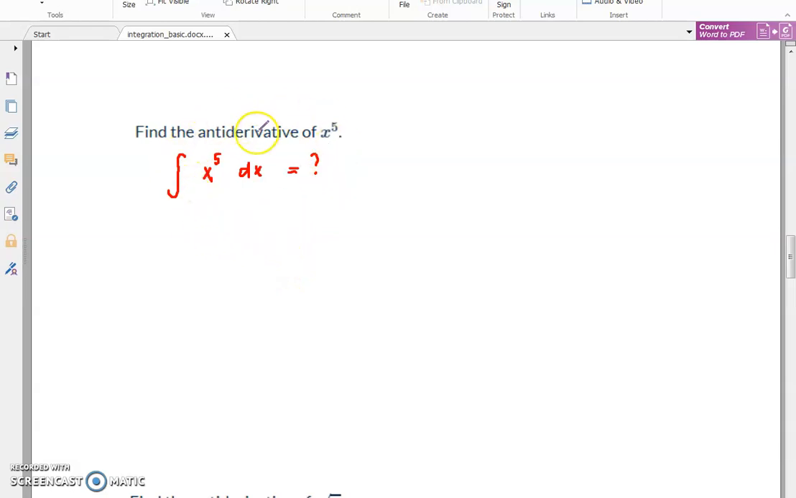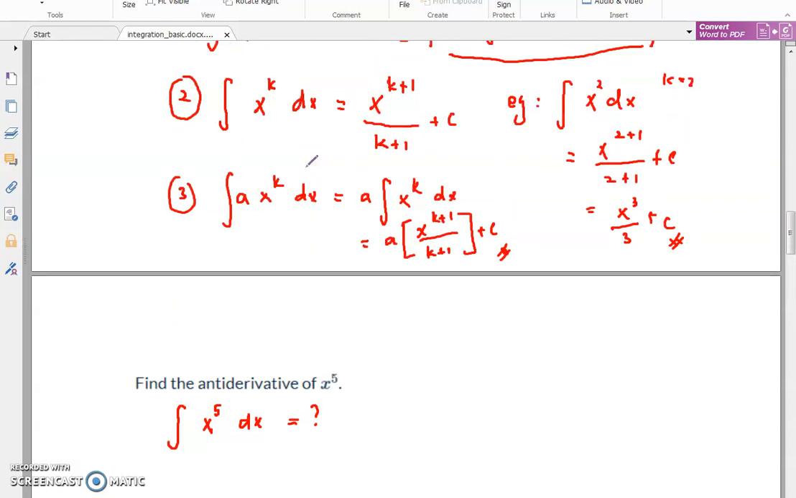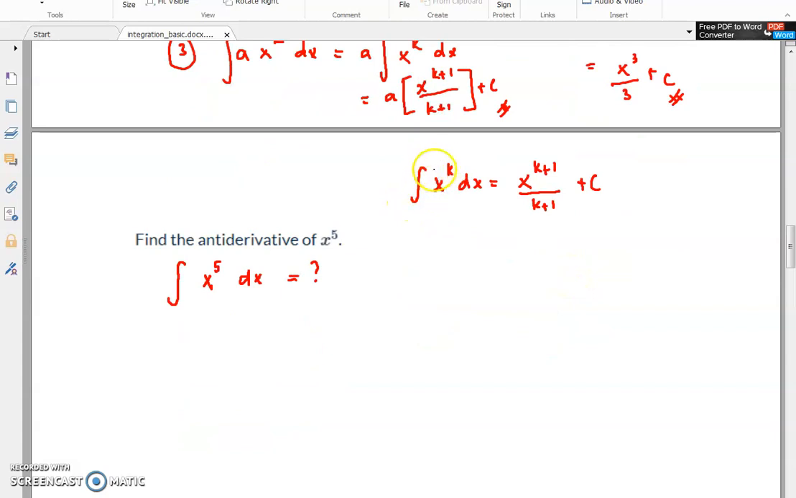In order to solve this kind of question, we are going to refer to formula number 2, which is the integral of x to the power of k dx equals x to the power of k plus 1 over k plus 1, plus c. Let me write the formula here. You just need to put plus c because we don't have any limits at the integral.